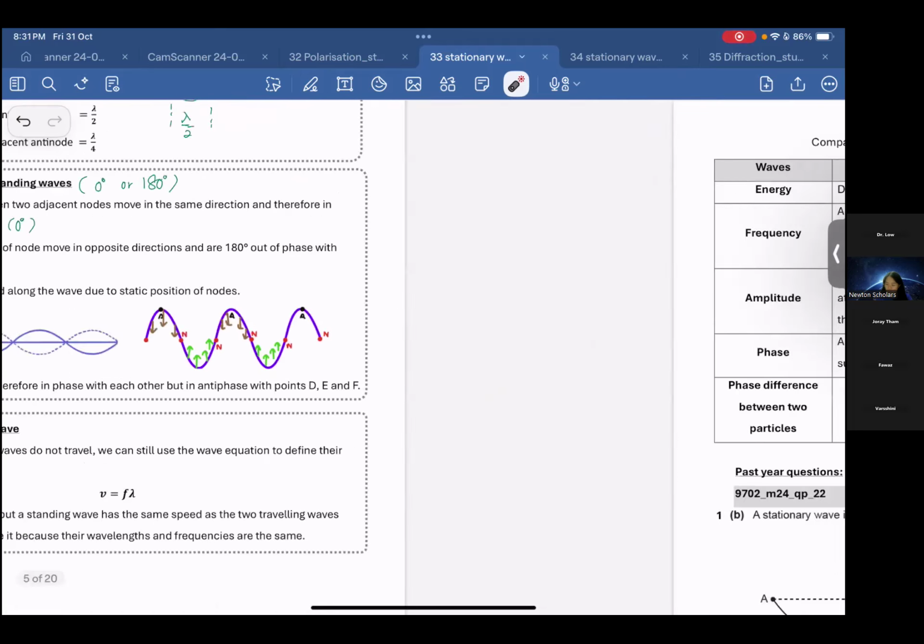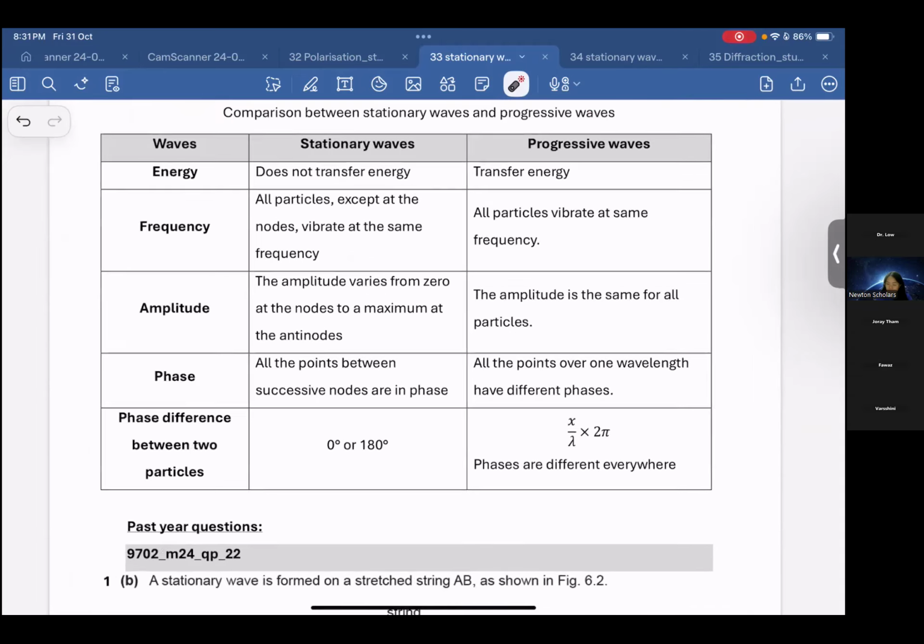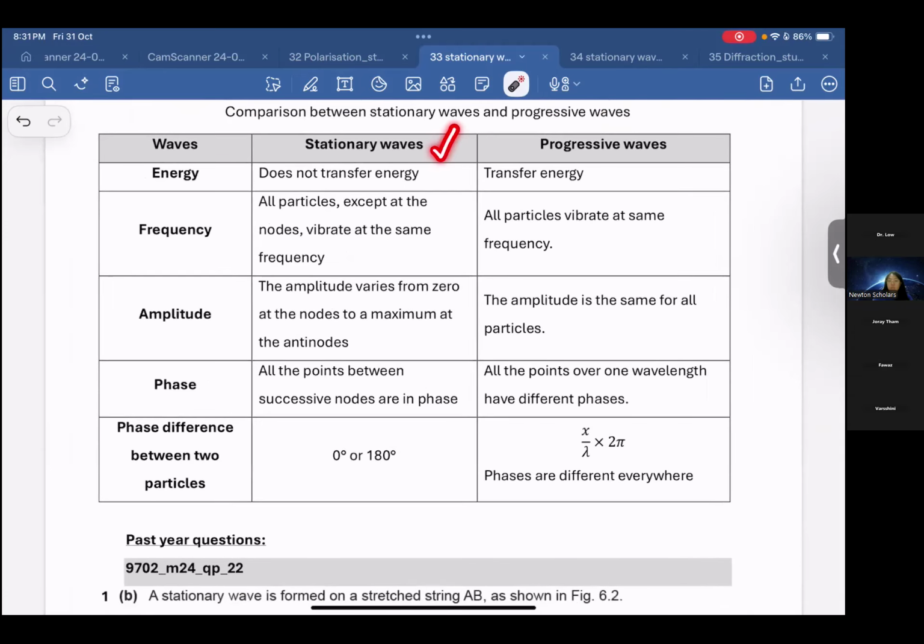Okay, this is the summary. In this topic we learn about stationary wave. Last chapter we learned about progressive wave. Standing waves do not transfer energy. Their wave profile doesn't move away. But progressive waves transfer energy. Their frequency is all the same except at the nodes.